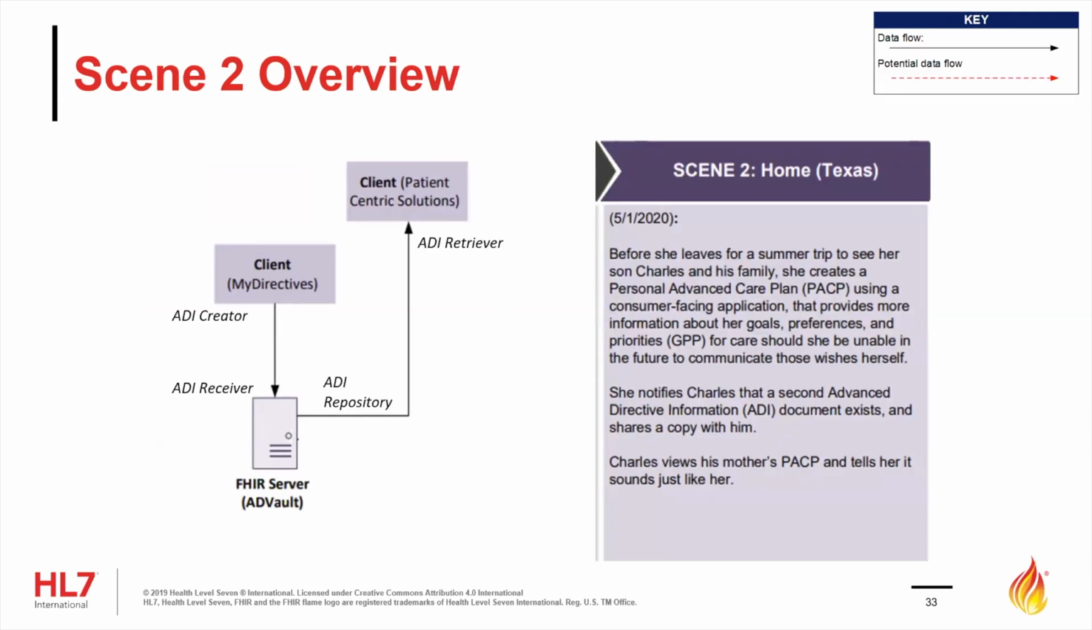So here in scene 2, we're starting off with Betsy Smith-Johnson. She's decided she wants to go update her information. She's updating her information in a system called My Directives. And what she'll do is take that same information she had previously just on a piece of paper and put it into a more digital form.